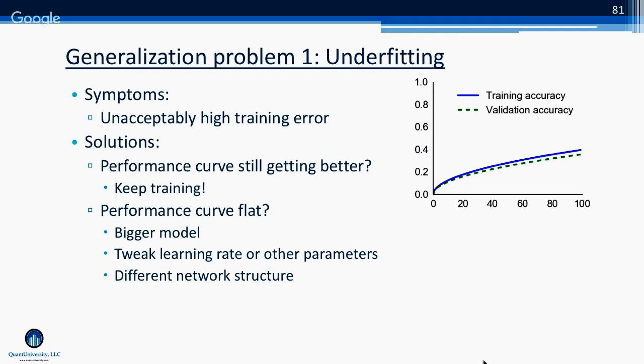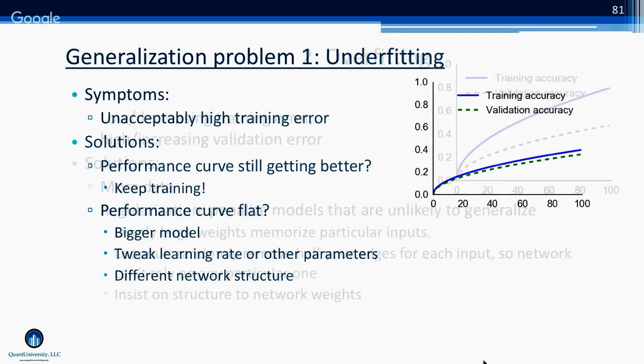You can try more layers. You can try bigger layers. You can try tweaking various parameters that we'll talk about. And then if that doesn't work, then you have to actually be smart and use a different kind of network, or be creative in some way.